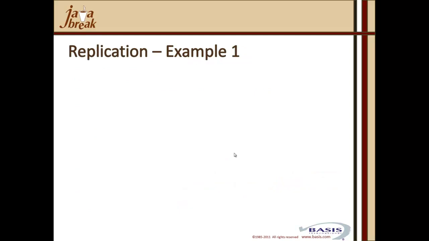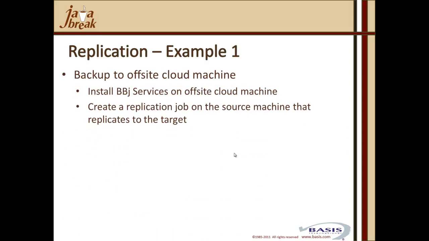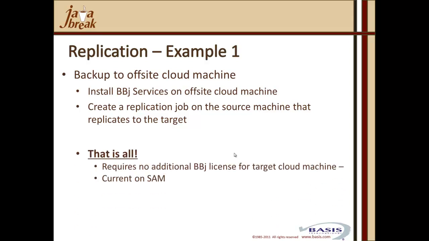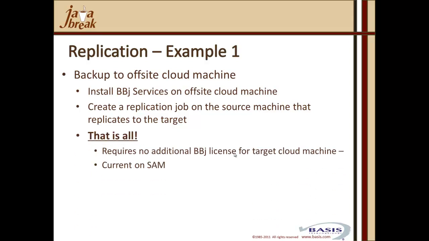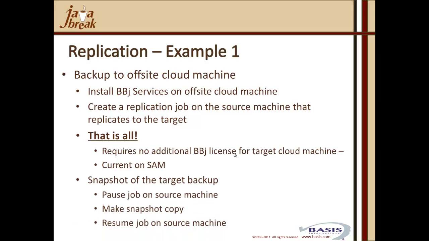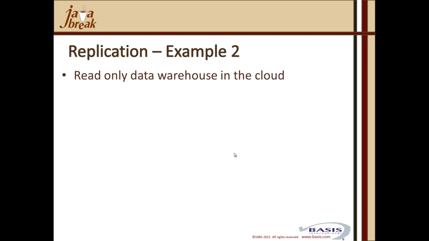Let's look at some examples, some good use cases, and talk about some of the benefits of database and file replication. One really good use case would be to back up to an off-site cloud machine. You can install BBJ services on the off-site cloud machine, create a replication job on the source machine that will replicate to the target, and that's all. No additional BBJ license is required for the target cloud machine, as long as you're current on SAM on the primary machine, on the source machine. Let's imagine you wish to take a snapshot of the target to do a backup. You pause the job on the source machine, make the snapshot copy, and then resume the job on the source machine, and you're done. Let's look at a second good use case.